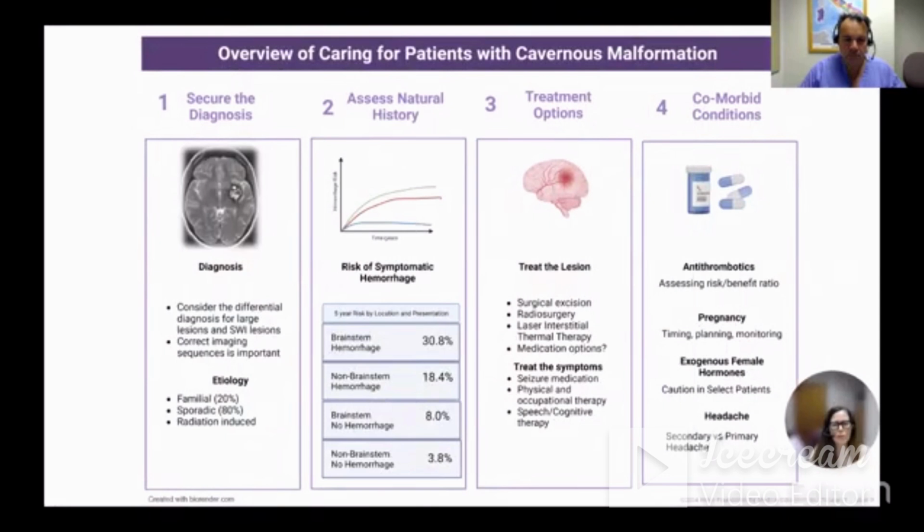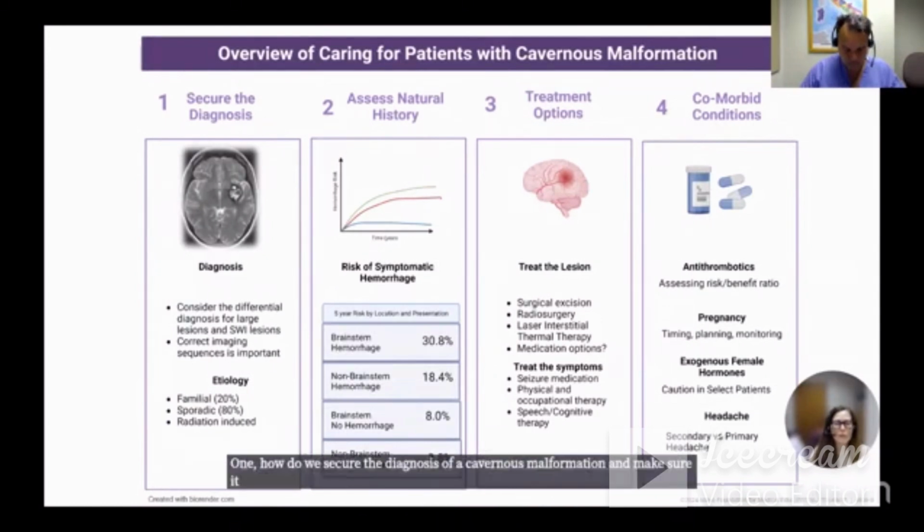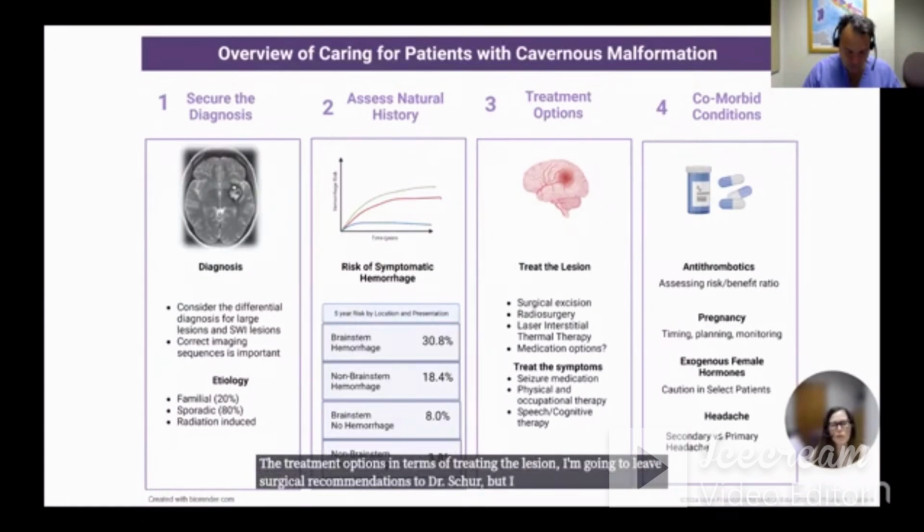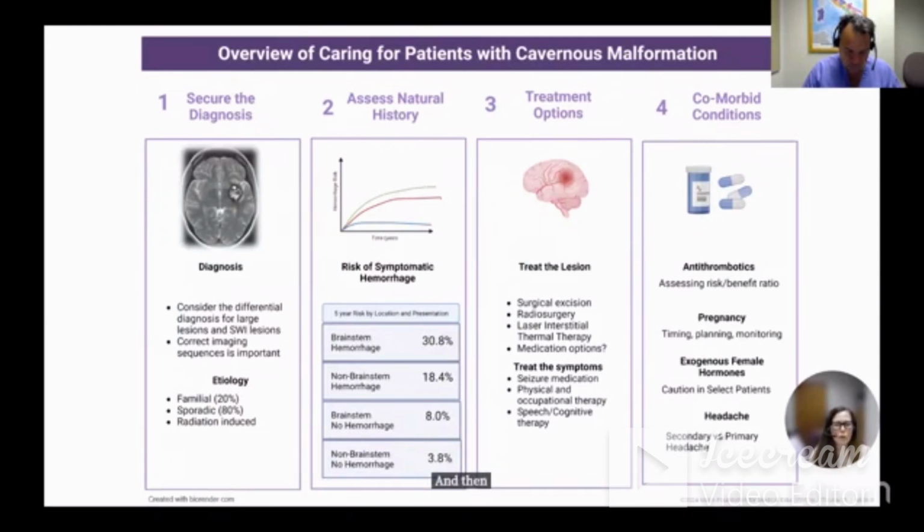So I'm going to talk about, one, how do we secure the diagnosis of a cavernous malformation and make sure it's not something else? Number two, talk quite a bit about the natural history and some new data. The treatment options in terms of treating the lesion, I'm going to leave surgical recommendations to Dr. Schur, but I'm going to talk about some of the emerging opportunities for treatment, and then finally talk about a few comorbid conditions that often come up in discussion with these patients.